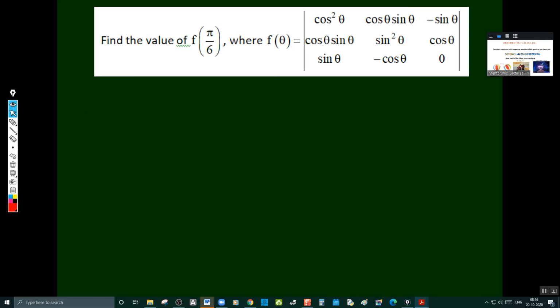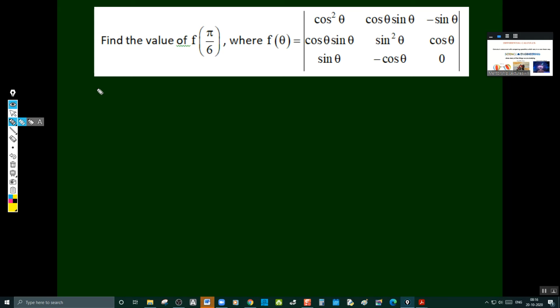Find the value of f of pi by 6, where f of theta is equal to the determinant with rows: cos squared theta, cos theta sine theta, minus sine theta; cos theta sine theta, sine squared theta, cos theta; sine theta, minus cos theta, 0. It can be solved in two ways. Number one, you can straight away substitute pi by 6 in this one. You can find out the determinant.